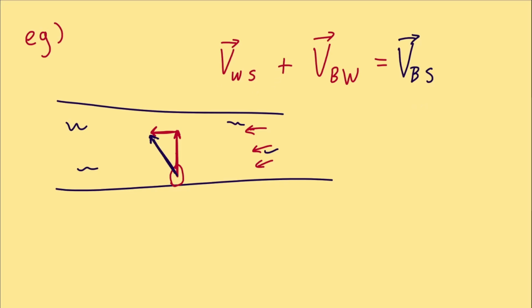Now it's not just confined to two vectors. You can have as many as you want. Like if you had a fisherman walking on the boat, you could have another vector like this.